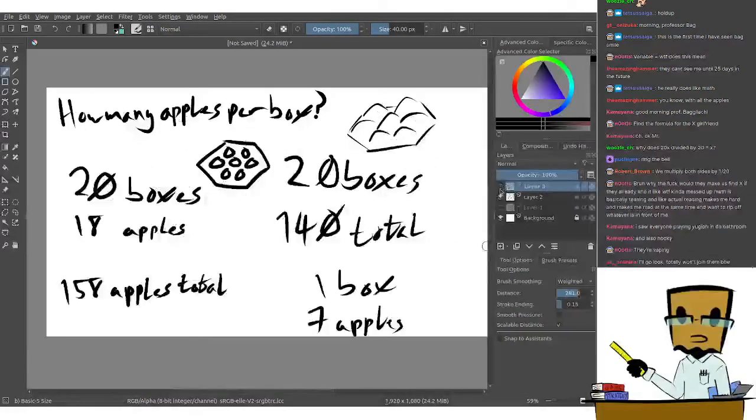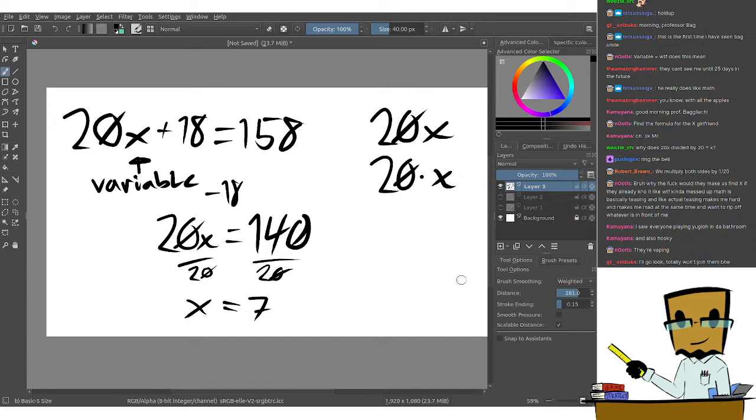That was just an example to show you. A problem like this is actually just an equation like this.